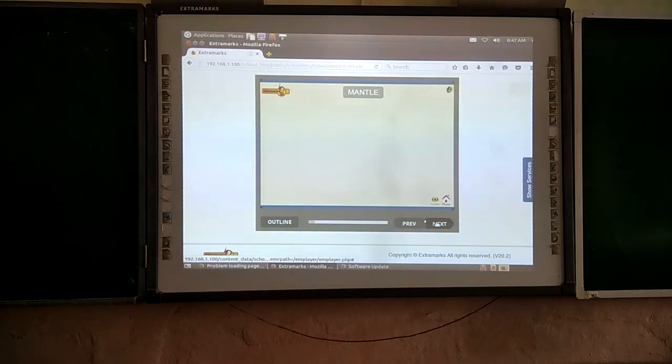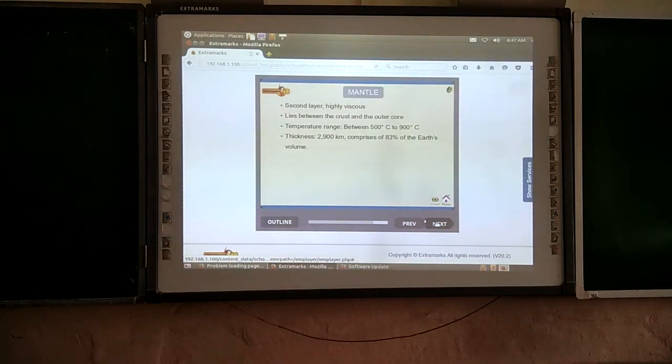Mantle. The characteristics of the mantle are as follows. Second layer, highly viscous, lies between the crust and the outer core. Temperature range between 500 Celsius to 900 Celsius. Thickness 2900 kilometers. Comprises 83% of the volume of the Earth. Composed of very hot and dense rocks. The mantle is subdivided into upper mantle and lower mantle.